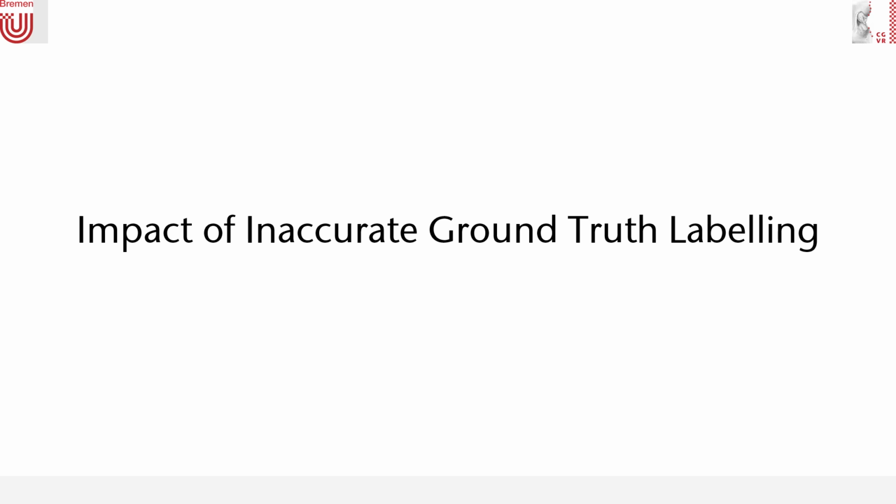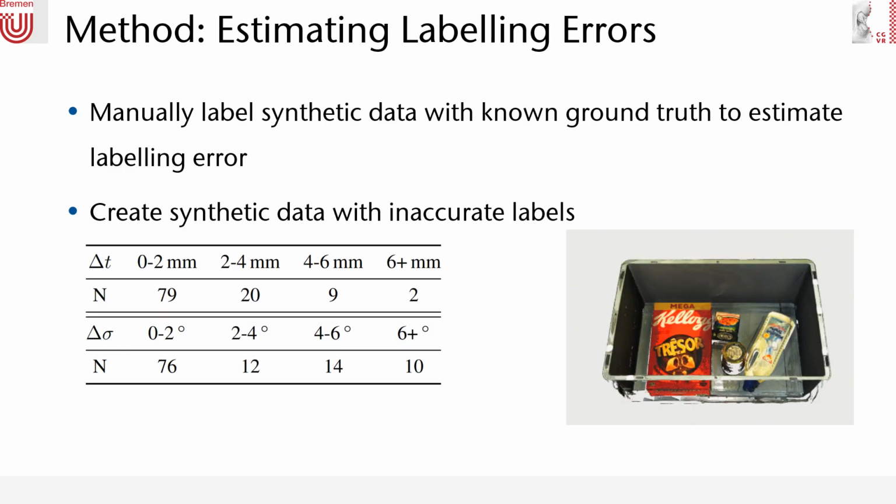What is the impact of inaccurate ground truth labels on pose estimation? We first begin by estimating the possible labeling errors. Here we manually labeled synthetic data with a known ground truth to estimate the labeling error. We didn't take into account any errors due to camera depth estimation errors. The distribution of errors can be seen in the table below.